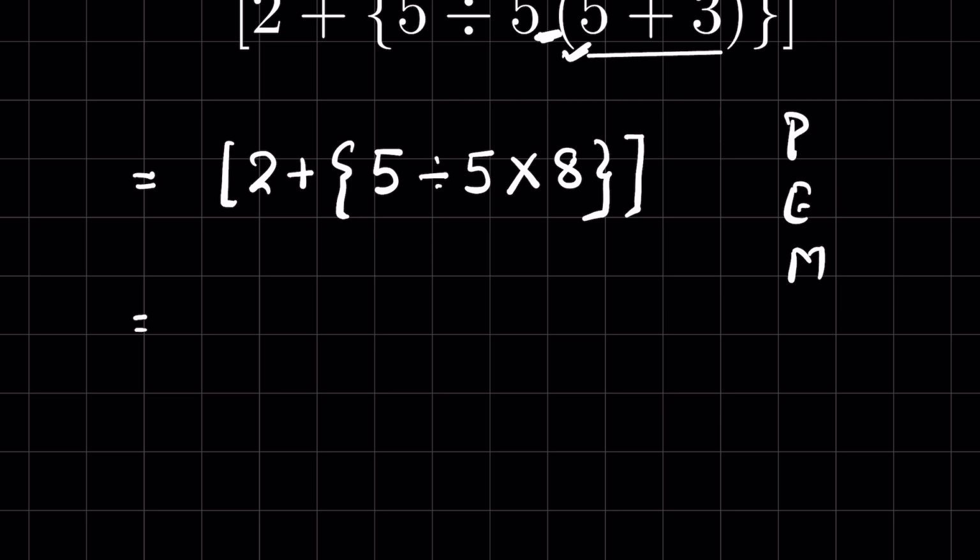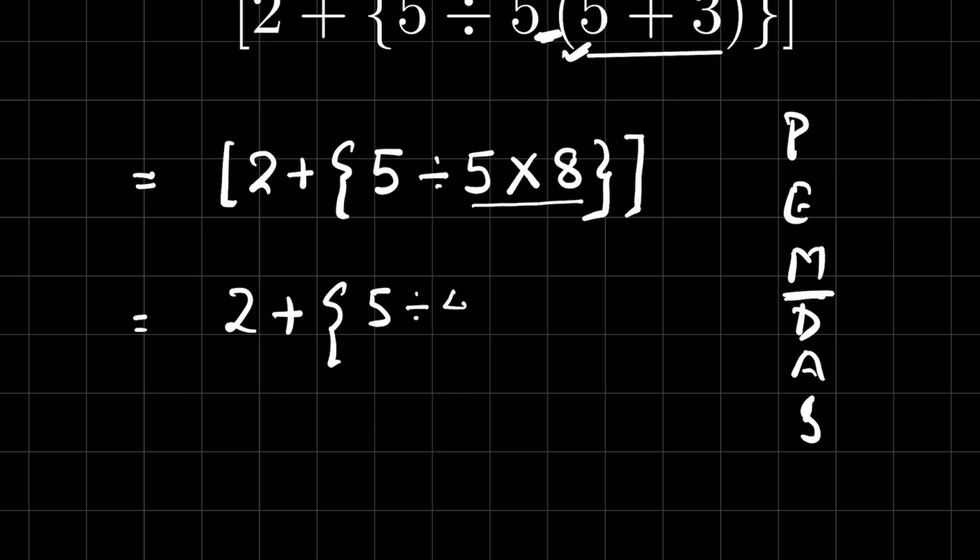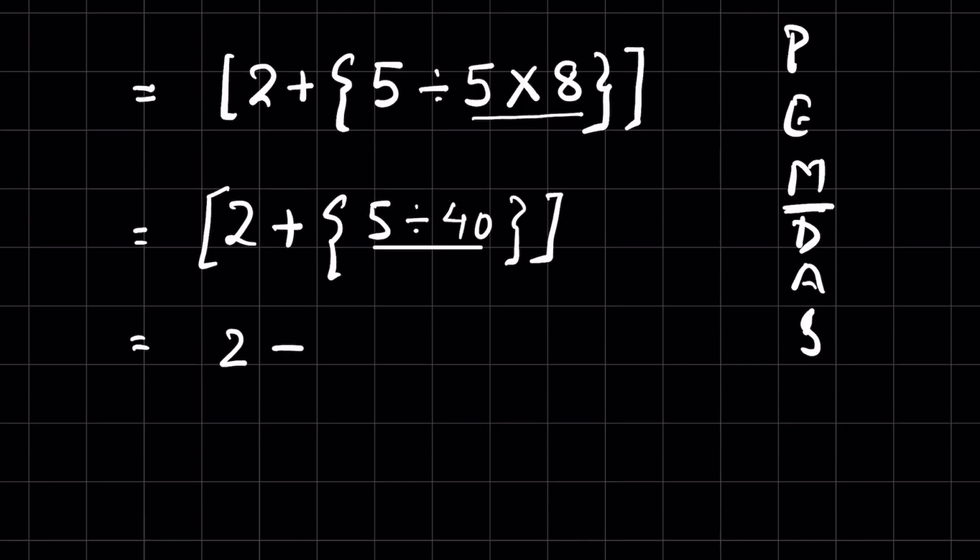Now if you follow PEMDAS, then you have multiplication first. So you will do multiplication first. It will be 5 divided by 5 times 8: 5 times 8 is 40, then 5 divided by 40. So 2 plus 5 divided by 40 means 1 upon 8, or 5 upon 40. Divide both numerator and denominator by 5. So it will be 1 upon 8.